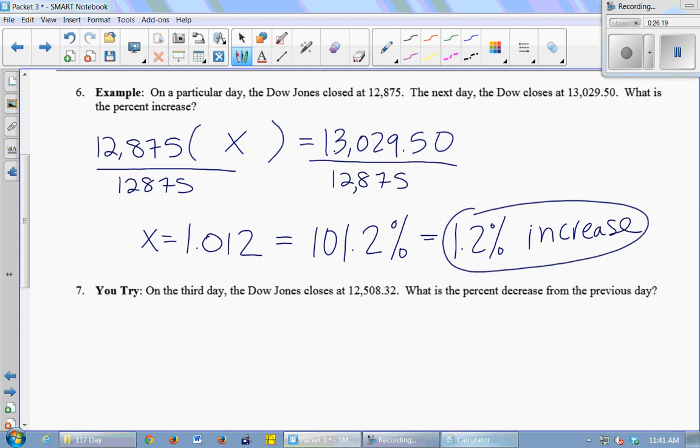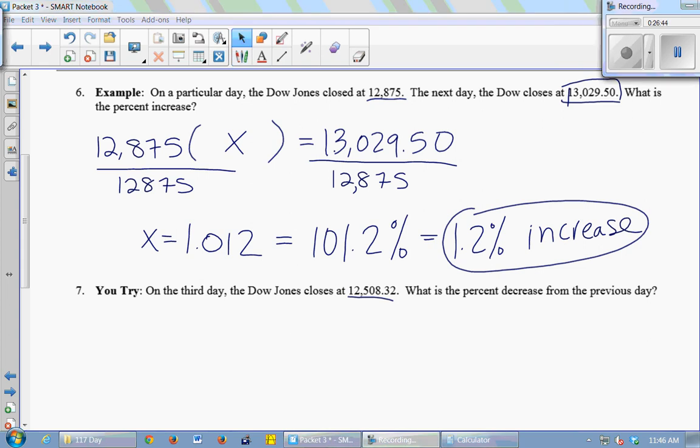All right, you try this one. On the third day, right? So this is day 1, 12,875. This is day 2, right? 13,029.50. Here's day 3. The Dow closes at 12,508.32. What is the percent decrease from the previous day? So what is the percent change from this amount?